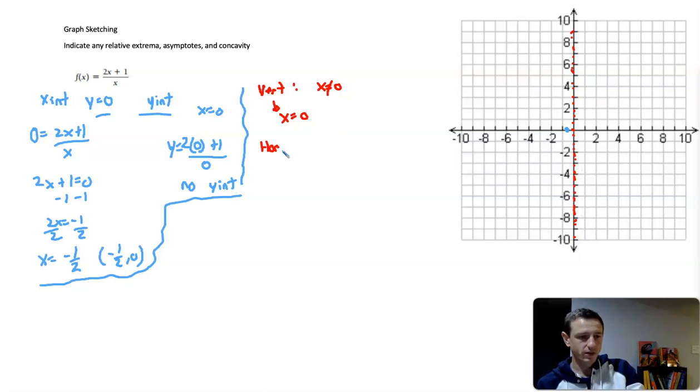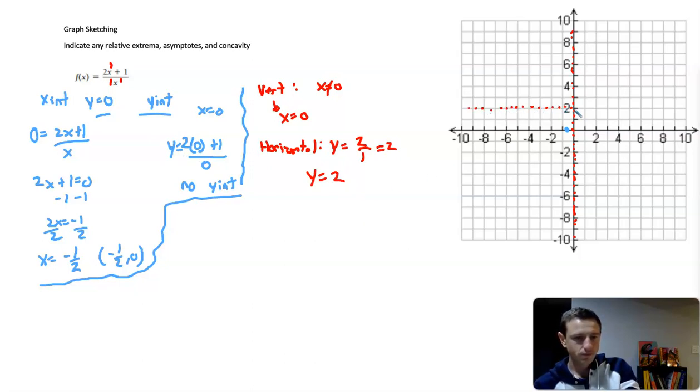And then horizontal asymptotes. Let's go to our function. Look at the degrees. So the exponents here on the x are to the first, same degree. So since we have the same degree, we just take the coefficients: y equals 2 over 1. So 2x over 1x, same degree, so it's just 2 over 1, which is just going to be 2. So that means we have a horizontal asymptote at y equal to 2.